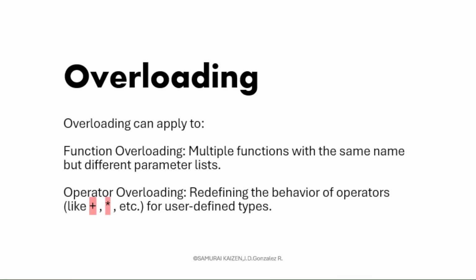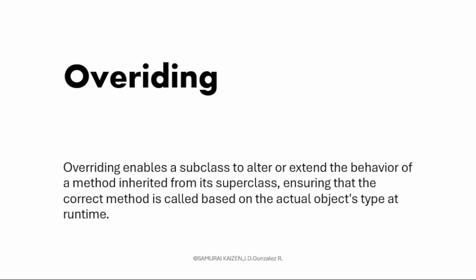Overloading can apply to function overloading, where there are multiple functions with the same name but different parameter lists, or to operator overloading, redefining the behavior of operators like plus or times, etc. for user-defined types. Overriding. Overriding enables a subclass to alter or extend the behavior of a method inherited from its superclass, ensuring that the correct method is called based on the actual object's type at runtime.